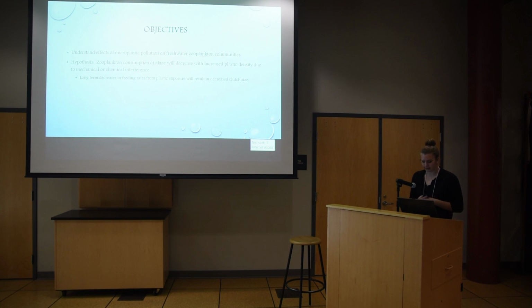Our objectives going into this, we wanted to just get an understanding of how microplastics could be affecting zooplankton freshwater communities. A lot of research is done on marine communities, but around here we're more concerned about freshwater systems. And what we thought would happen was that zooplankton consumption of algae would decrease with increased plastic density due to either mechanical or chemical interferences. Most of the paperwork behind this supports this hypothesis. And then long term, we expected to see a decrease in their reproductive abilities.